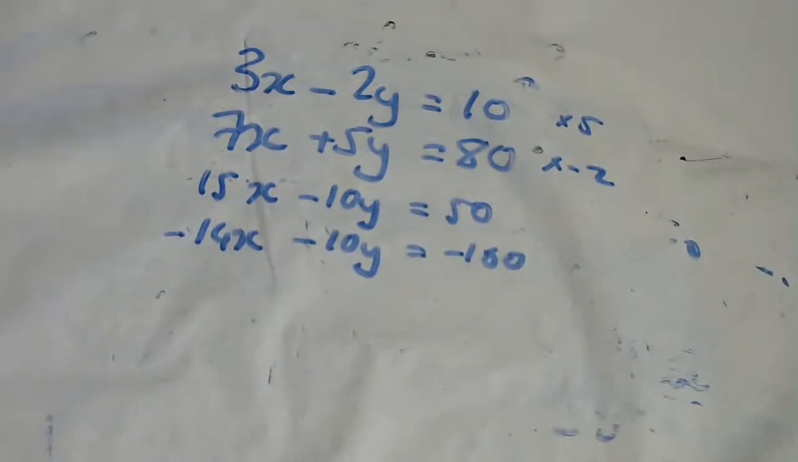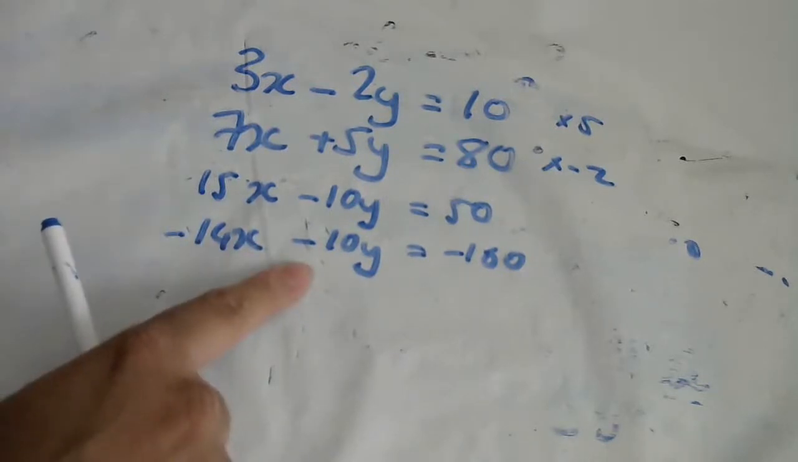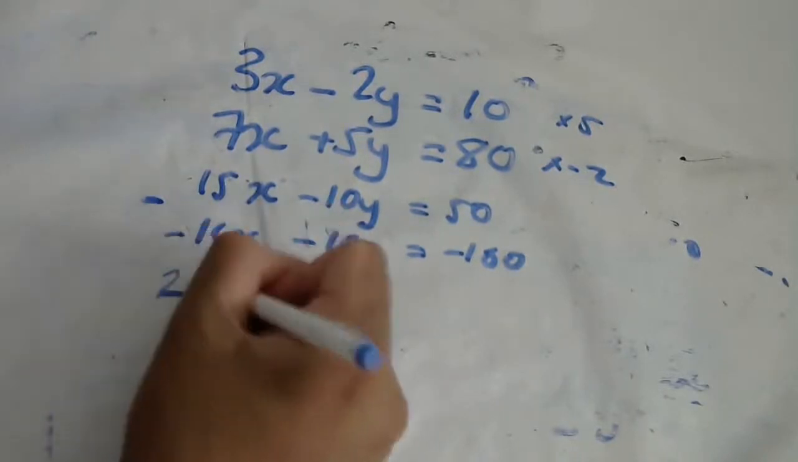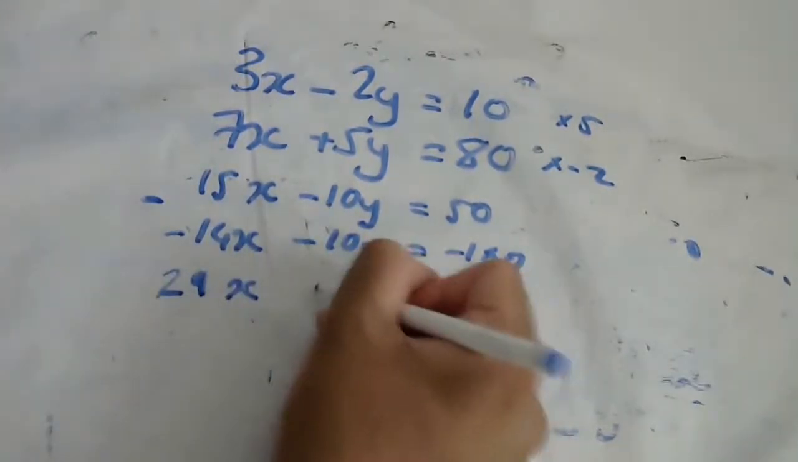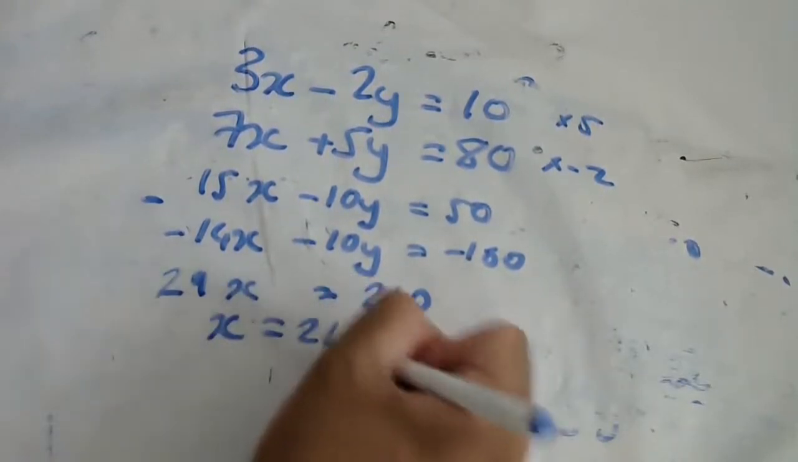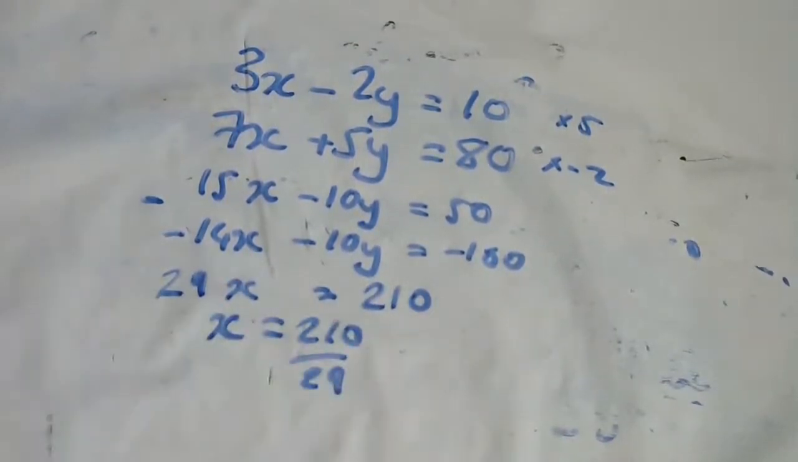Okay, so hopefully that's all right. What we're going to do, when they're both negative, you subtract. So remember I told you when the sign's the same, you subtract. So we're going to subtract here. So you're going to get 29x equals 210. Therefore, x equals 210 over 29. Well done, Limon.